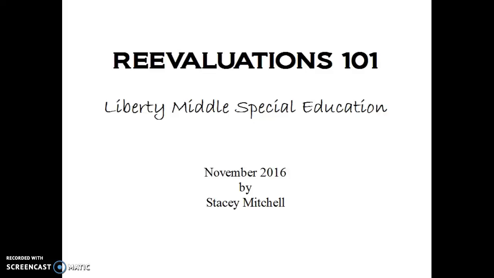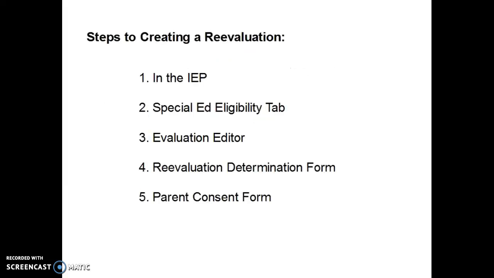Welcome to Reevaluations 101. There are 5 main steps to creating a reevaluation. The first is in the IEP itself. The second is under the Special Ed Eligibility tab. The third is the Evaluation Editor. The fourth is the Reevaluation Determination Form. And the fifth is the Parent Consent Form.